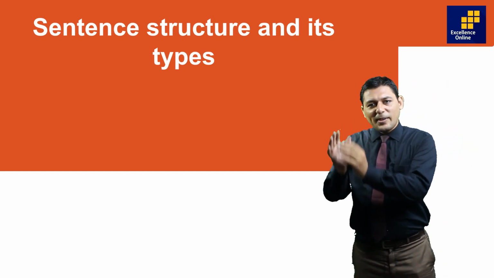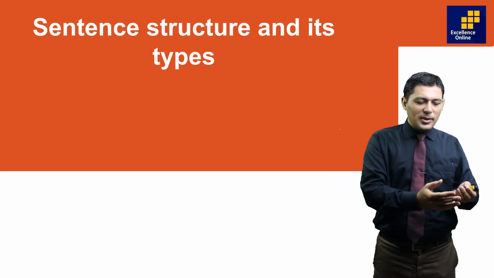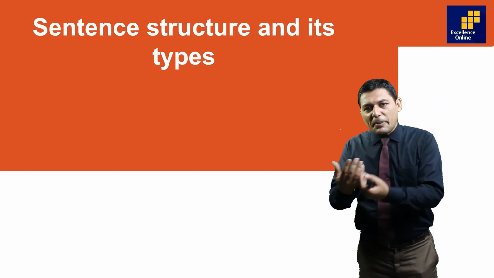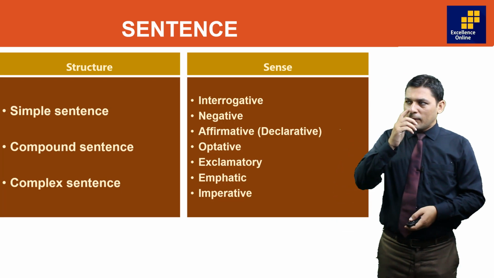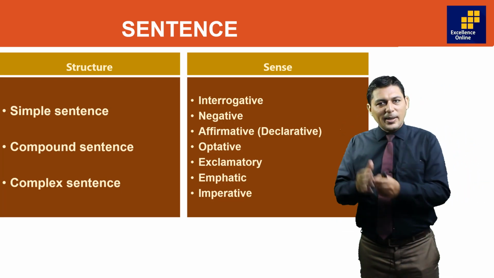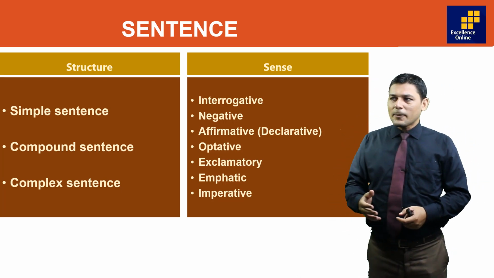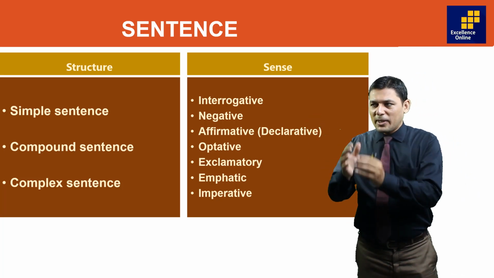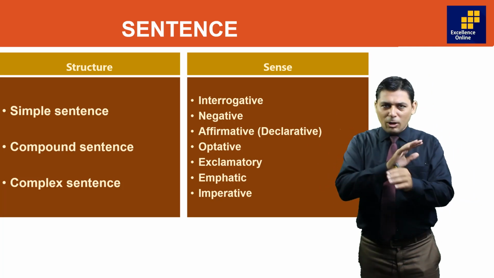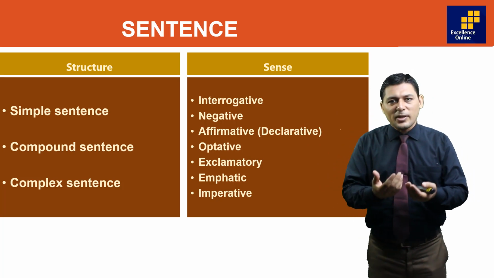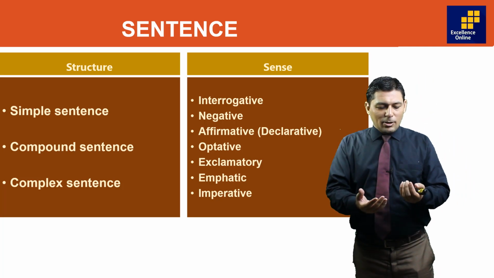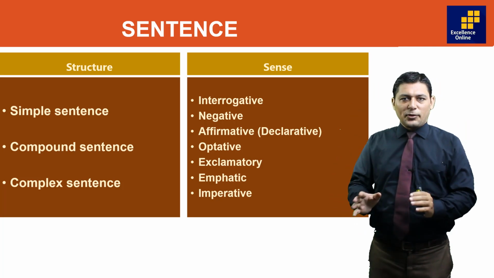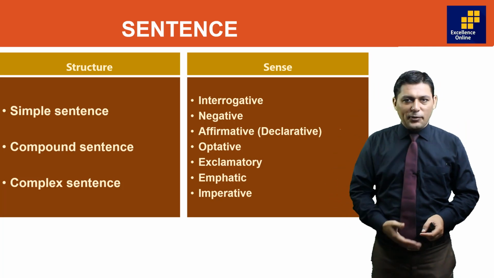We have 7 types of sentences: 3 types of sentences by structure and 7 types of sentences by meaning or sense. So first is sentence structures as well as sense. As I've told you, simple, compound, and complex according to structure, and these 3 types of sentences are frequently used in all kinds of writing, whether it's research writing, report writing, or descriptive, any type of composition. You will find these kinds of structures: simple, compound, and complex.